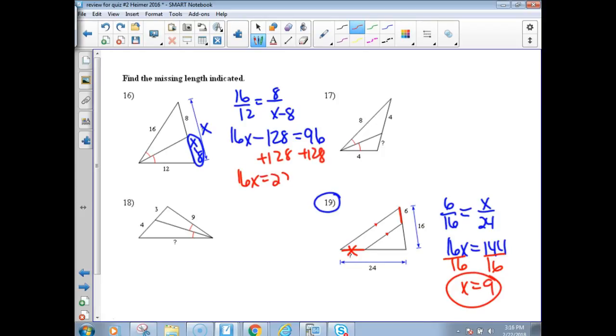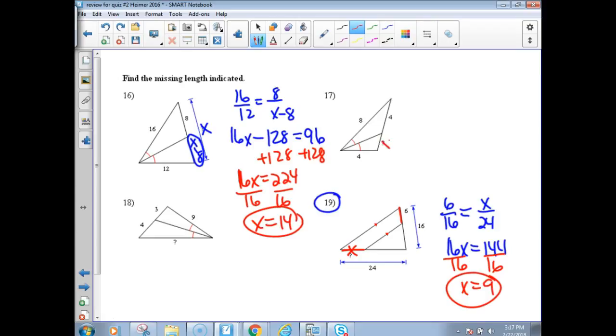16x equals 224. Alrighty, and then you divide by 16 and you're going to get 14. So I like your strategy, Darylyn, to do it there, as long as you make sure you added and you said the final answer is 14.